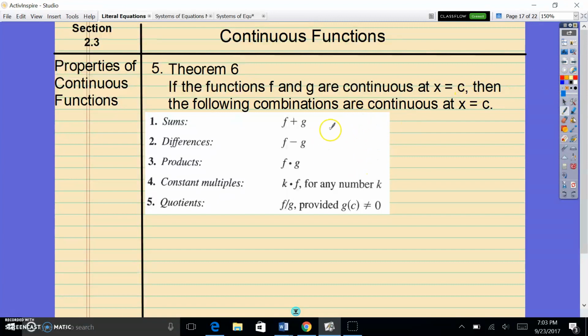So I guess an example of that might be if you take a function that is continuous, like cosine of x, and you add a function that is also continuous, like x squared. The result, cosine of x plus x squared, would also be continuous. The same would be true if we subtracted, multiplied any of these two by a constant, or divided them, as long as you do not let the denominator equal 0.